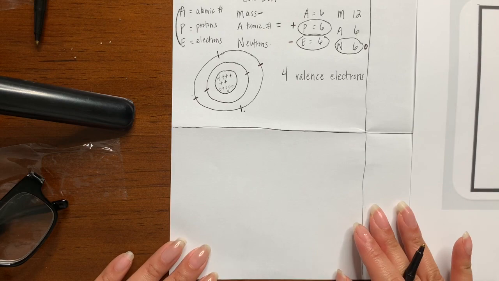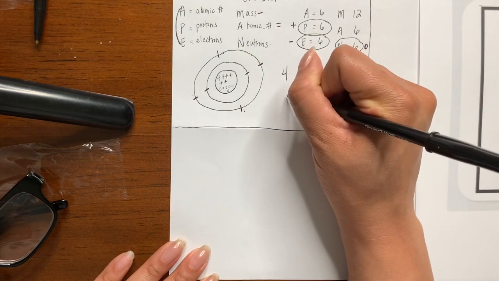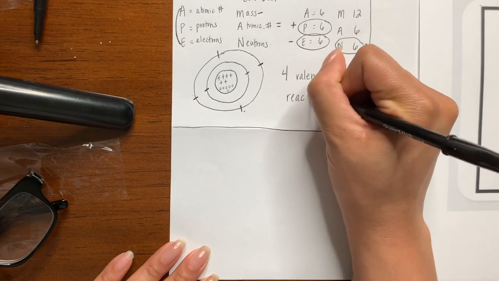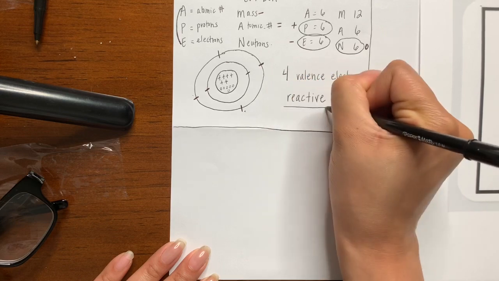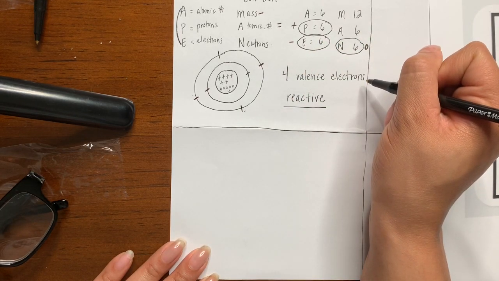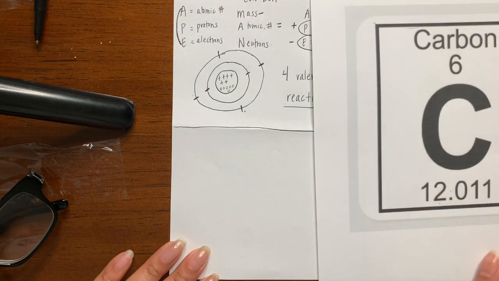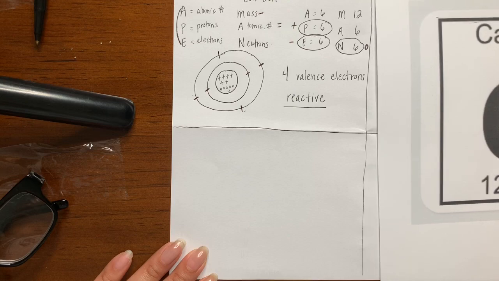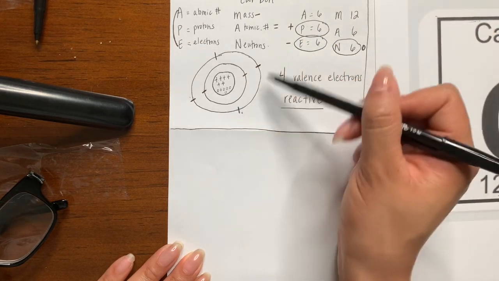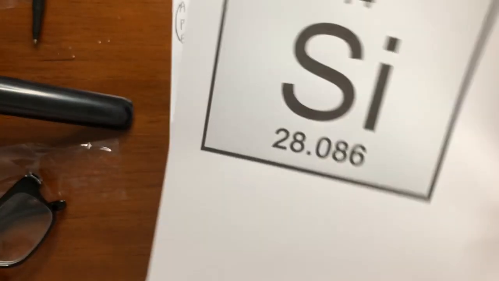Which means that carbon is somewhat reactive because it has 4 valence electrons. So that is our model for carbon. We did A-P-E-M-A-N, we did a model. Now we're gonna move on to one that's a little bit more challenging.